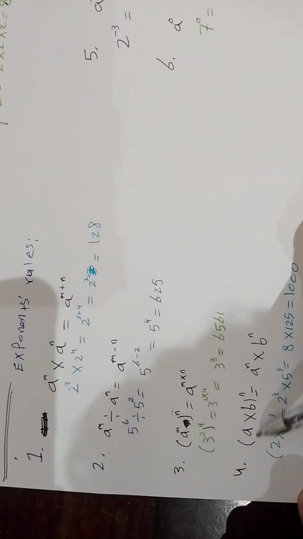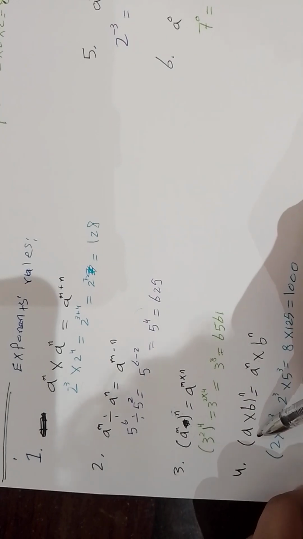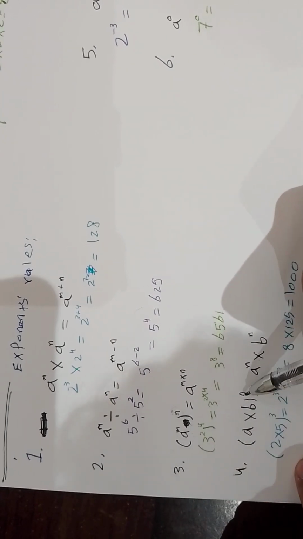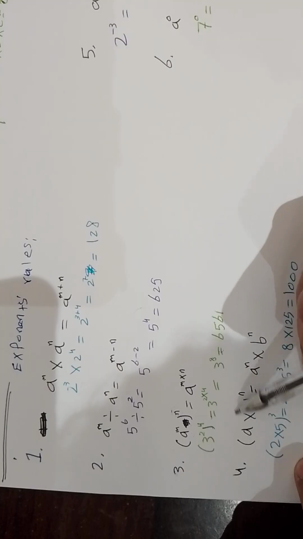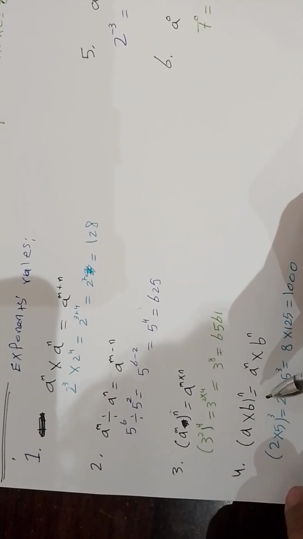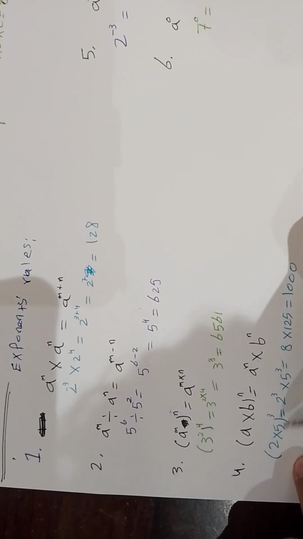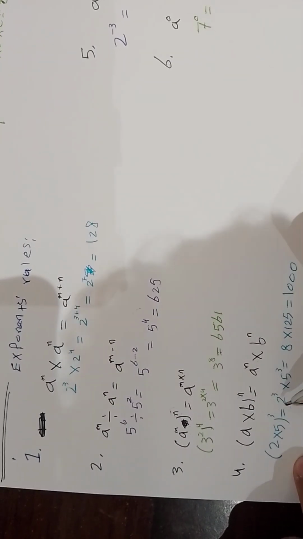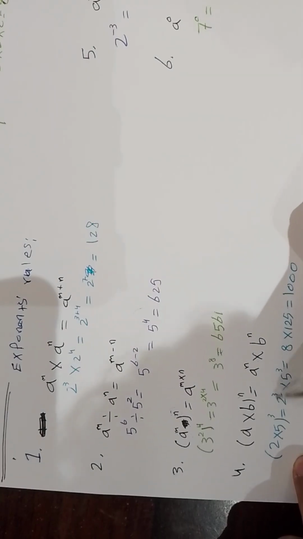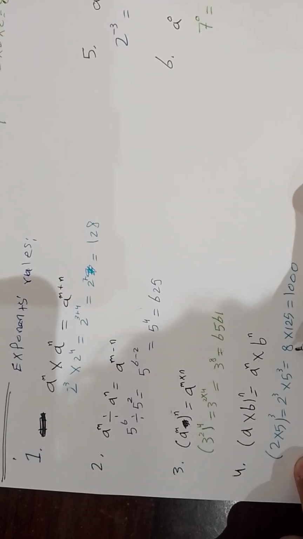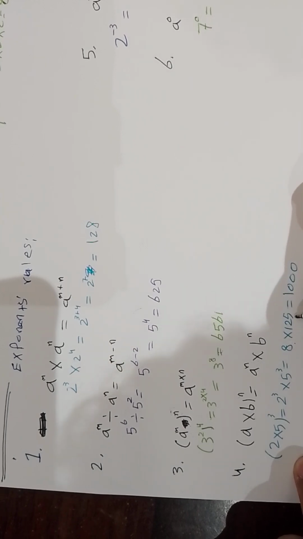The fourth one is when you have a multiplication operation inside the brackets with an exponent outside. You should apply the power to both numbers. For example, 2 times 5, all to the 3. You should distribute the 3 to 2 and to 5. So it would be 2 to the power of 3 times 5 to the power of 3, which equals 8 times 125. It would be 1000.